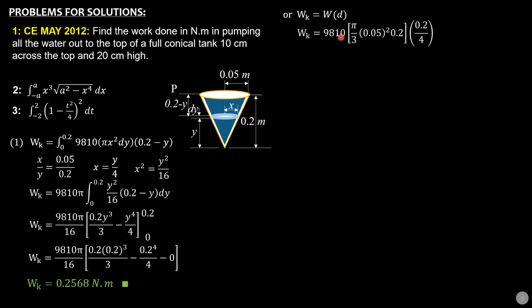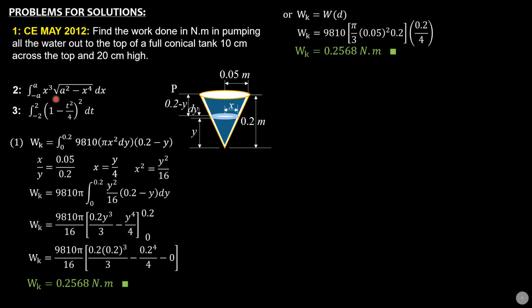So 9810, volume of cone, pi over 3 radius square times height 0.2. That's the weight of water inside that conical tank. Then times this distance from center of gravity or centroid of the solid cone to the base, which is 1/4 of its height. So calculating, it's also the same 0.2568 Newton meter.